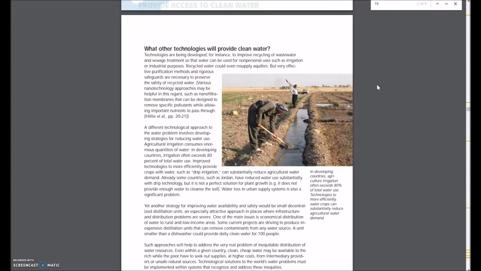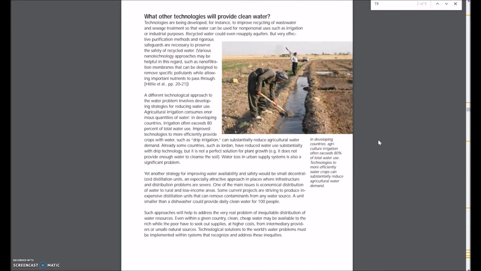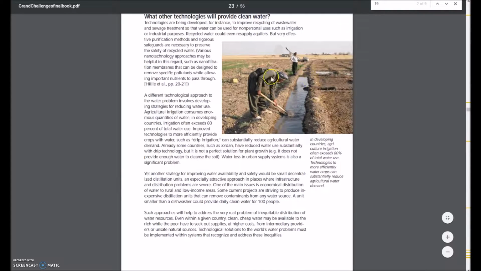In developing countries alone, irrigation uses about 80% of their total water use. One method is drip irrigation, as you can tell in this picture here. Drip irrigation simply reduces the agricultural water demand. The problem with drip irrigation is it's not a perfect solution for plant growth, and it does not provide enough water to cleanse the soil due to the water loss. So ultimately, this is an inefficient long-term solution.